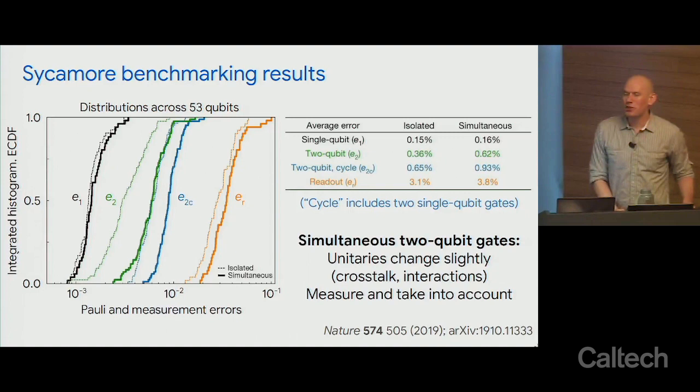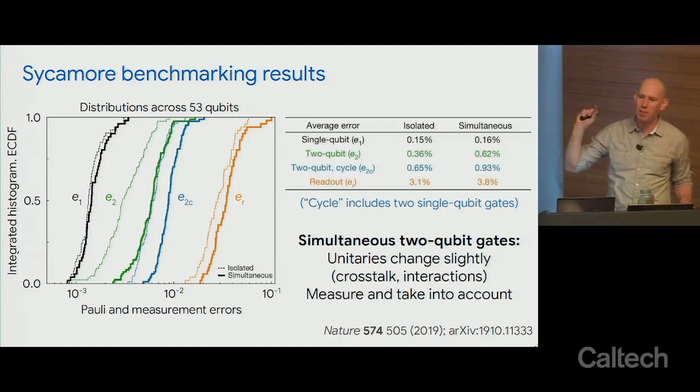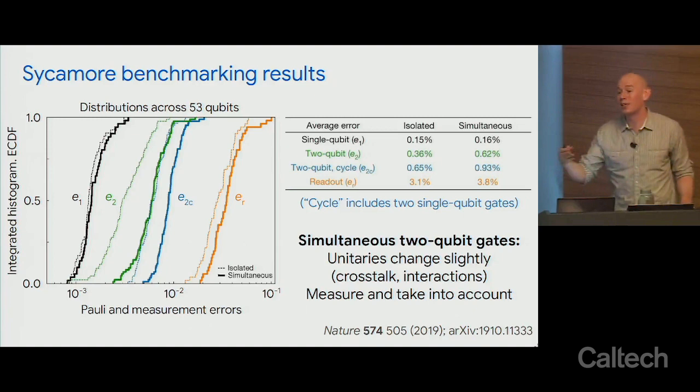Finally, these are the results for these benchmarks that we run on Sycamore. And this is straight out of our paper. On the left are probability distributions showing the data distributed across the whole device. And in this table, we can kind of see a summary for it. So the first line is the single qubit error. And what's really nice here is when we go from the isolated case to the simultaneous case, there's only a marginal increase in the error. And this suggests there's no microwave crosstalk, the qubits aren't interacting with each other when we don't want them to. It's very important that this works well.